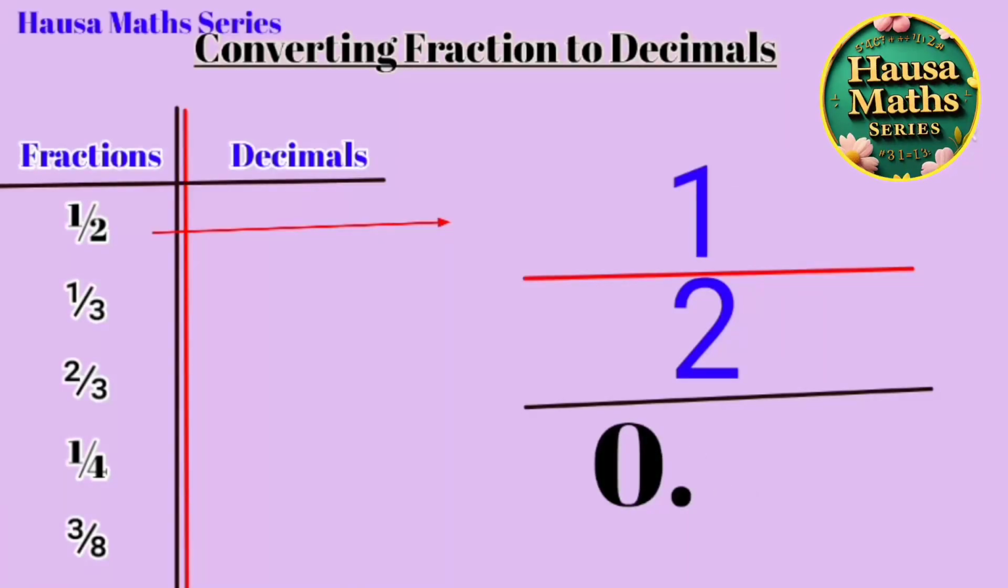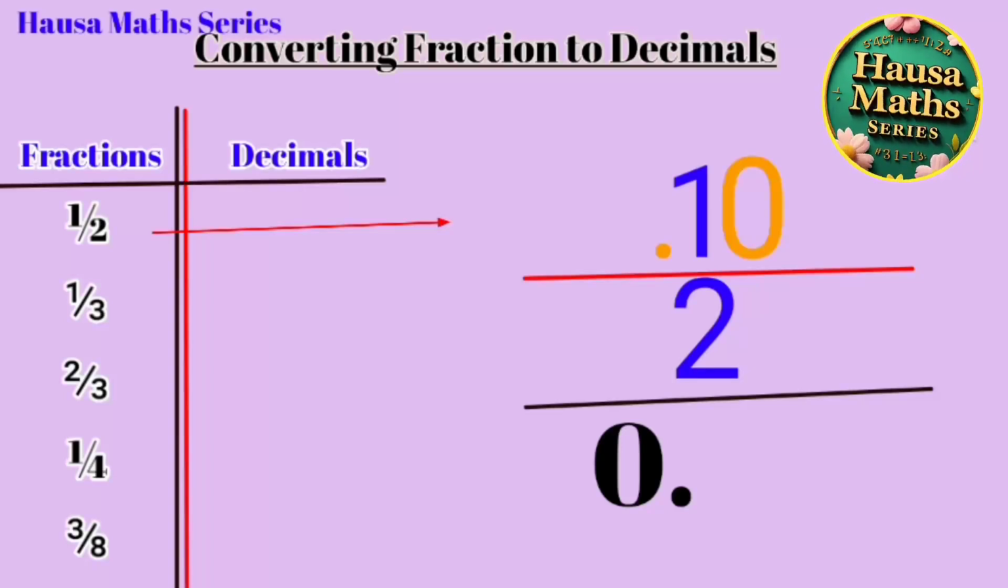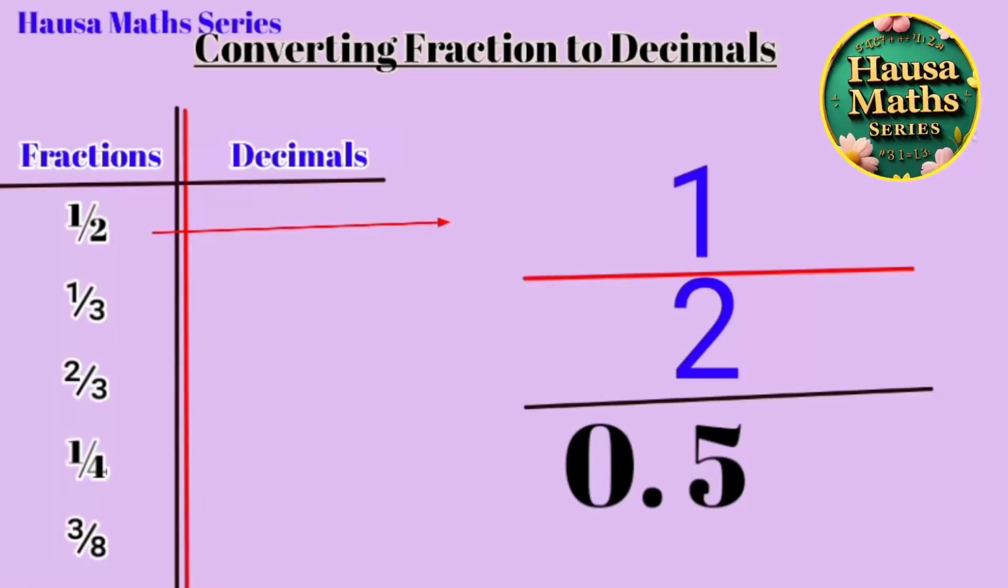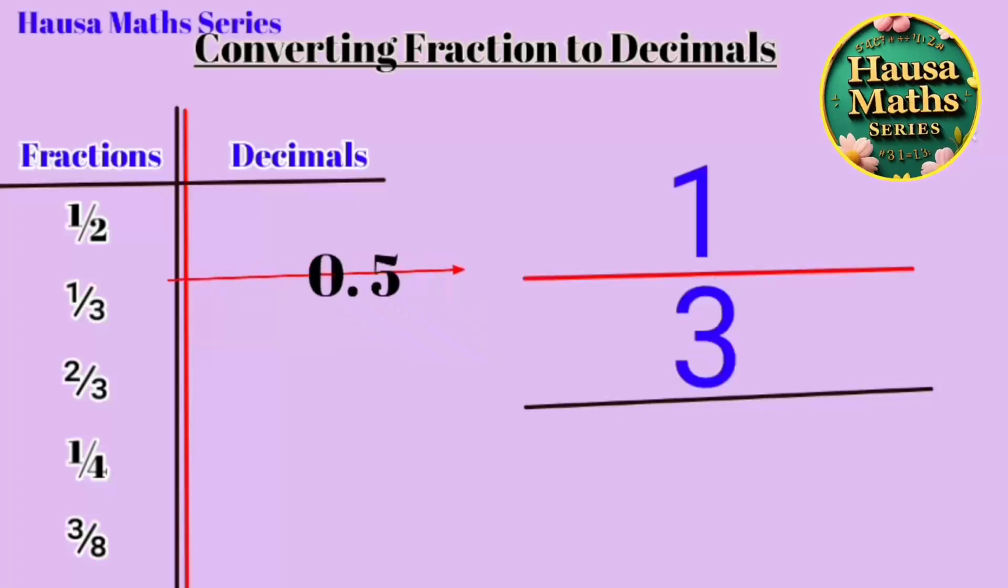By the time we write 0, we are going to put a decimal point. After putting the point, that 1 becomes 0.10. Therefore, 2 in 10 we are going to have 5. 2 in 10 is 5. Therefore, our result is going to be 0.5. Therefore, 1 over 2 is 0.5 in decimal. So always when you solve the fraction 1 divided by 2, it is exactly 0.5 in decimal.